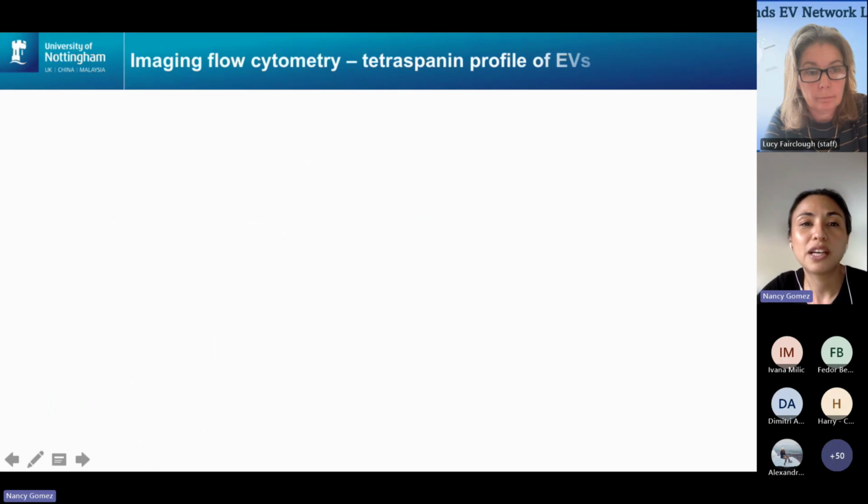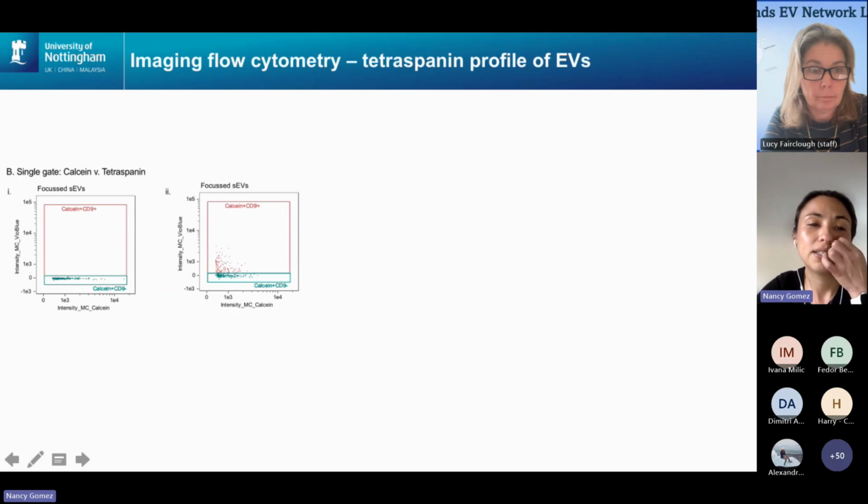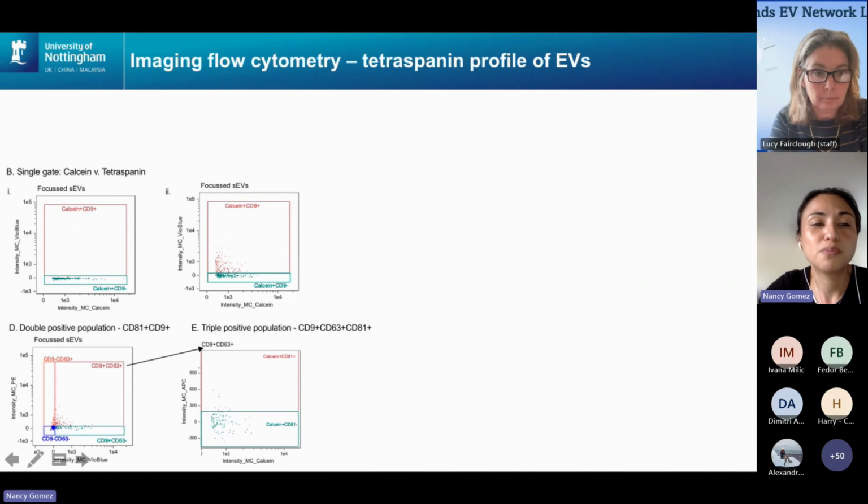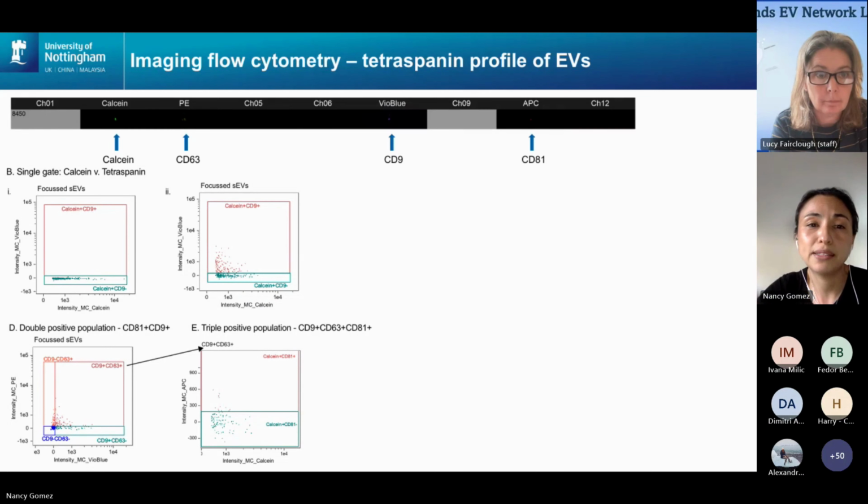So the next thing we looked at was the tetraspanin profile of our EVs. Along with my supervisor, David, we created a series of gates that helped us to look at our tetraspanin expression, particularly looking at if EVs express 1 tetraspanin, our double positive populations for expressing 2 tetraspanins, and our triple positive populations, which we could see if there were some EV subpopulations that were expressing all 3 tetraspanins. So here we can see that you have the calcein, CD63, CD9, and CD81.